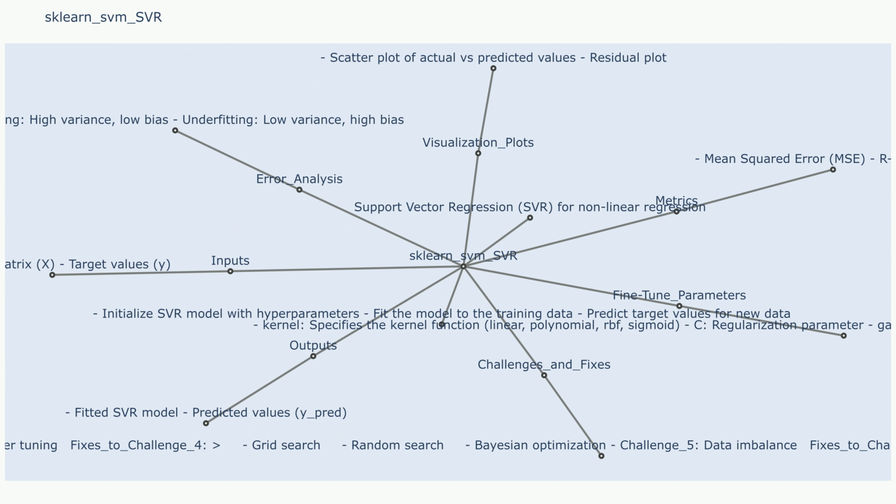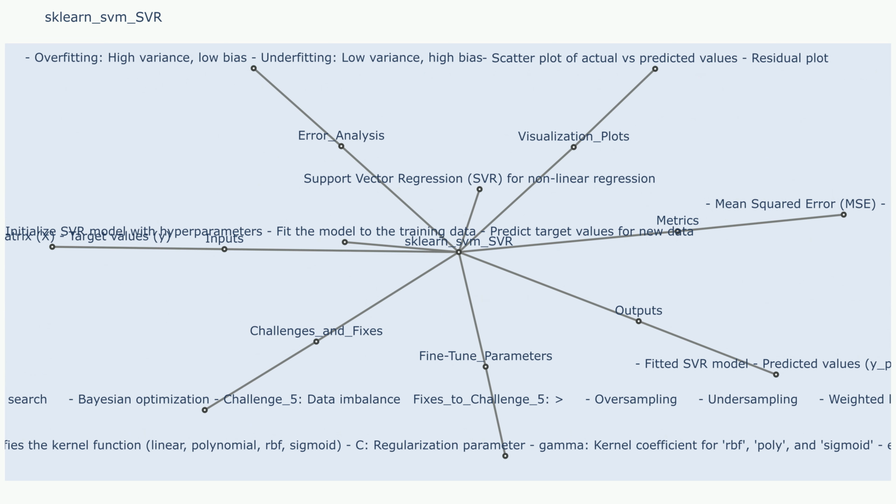Prediction: the trained SVR model is used to make predictions on new data. The model calculates the distance of new input points from the decision boundary and estimates the corresponding output values. Metrics: mean squared error.